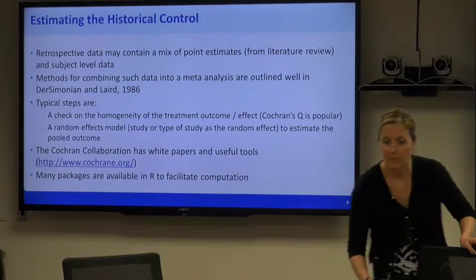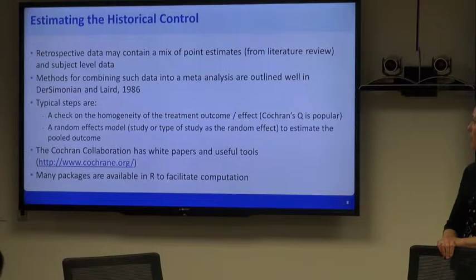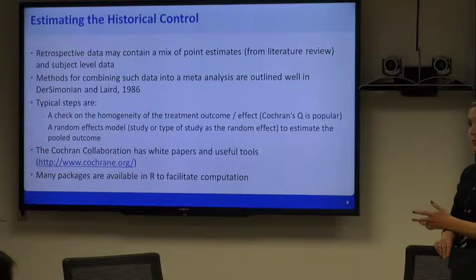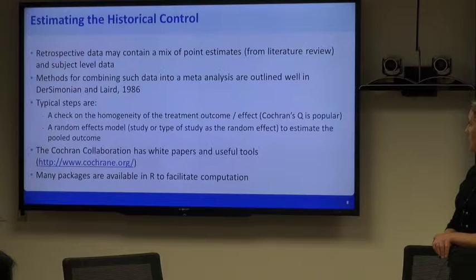Okay. So then you have your subject level data. Now you want to move forward to actually getting an estimate for your historical control. So your retrospective data may contain a mix of point estimates from different studies. It may contain information from published reports. So the methods for combining that are pretty well established. I think my favorite that I've come across while working through this is that outlined in DerSimonian and Laird from 1986.